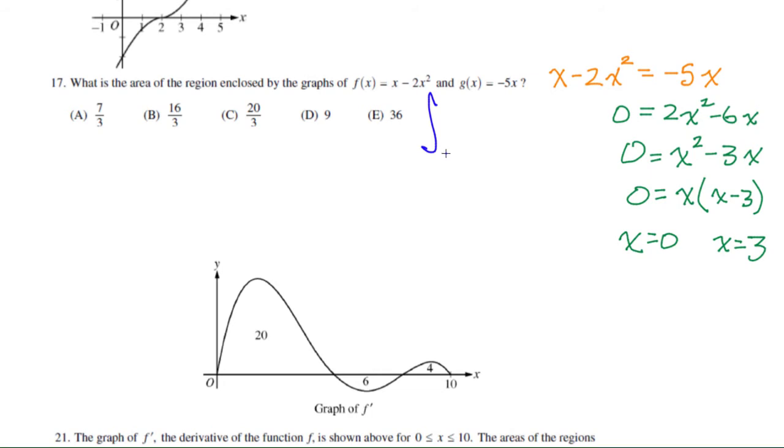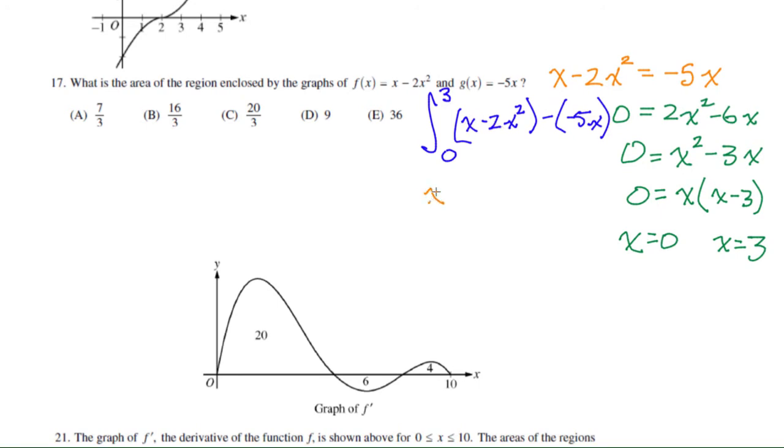So that means I'm doing my integral with bounds from 0 to 3 of these things subtracting each other. So I'll do x minus 2x squared minus negative 5x, all of this dx. But I don't need to be formal because it's multiple choice. Let's just go through this.